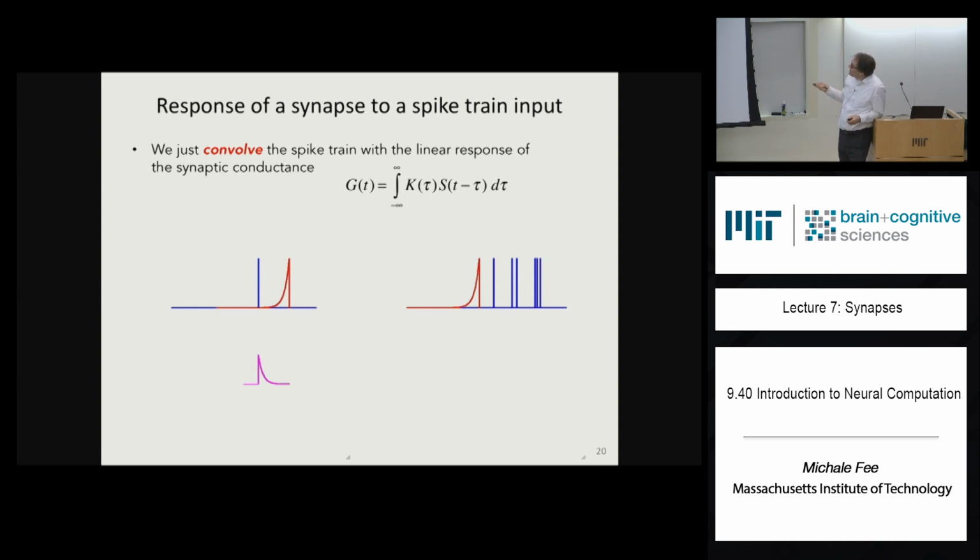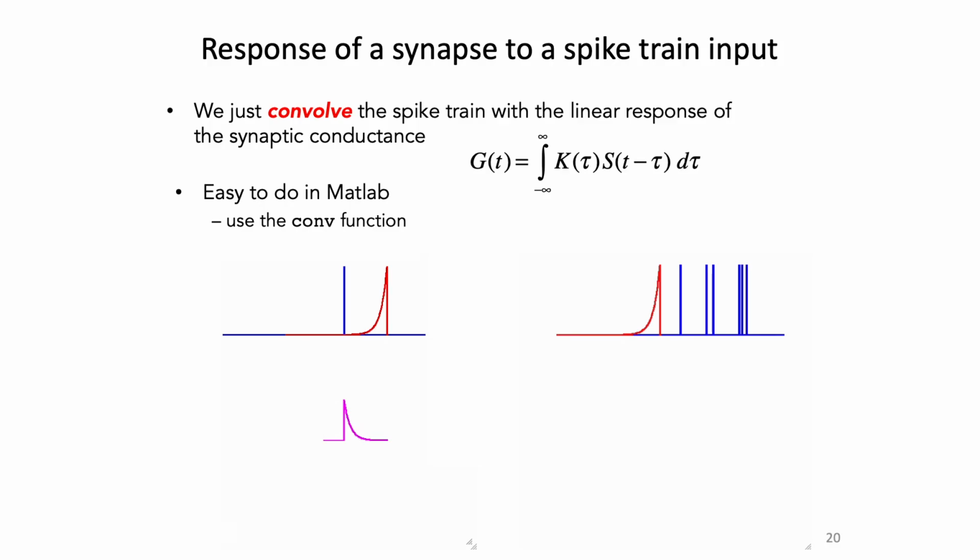But what about this? Here we have a pulse train, a spike train. There's the postsynaptic response from one spike. Now, to get the postsynaptic response from a bunch of spikes, we can just convolve the kernel with this spike train. And let's see what happens. Boom, response from the first spike. Boom, boom.